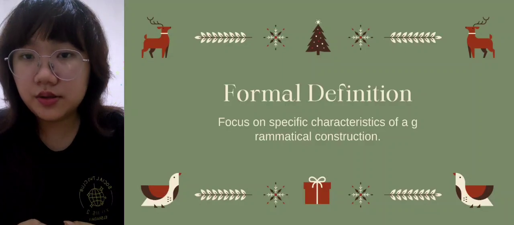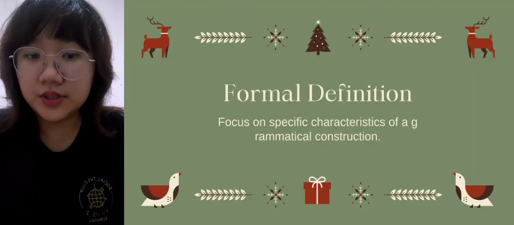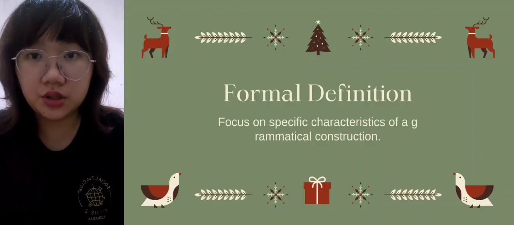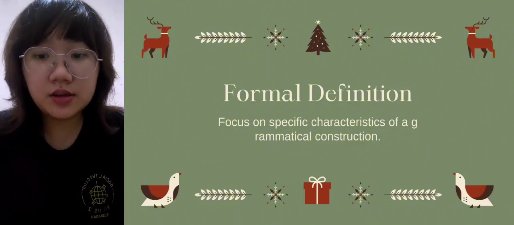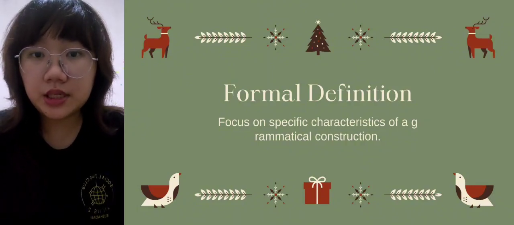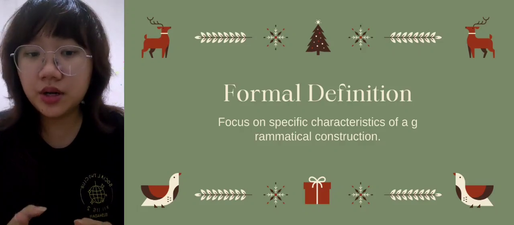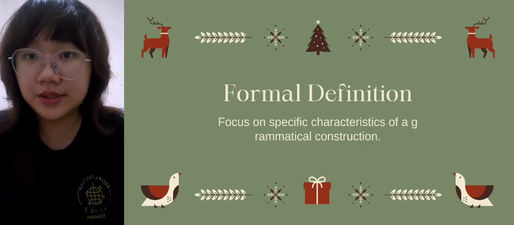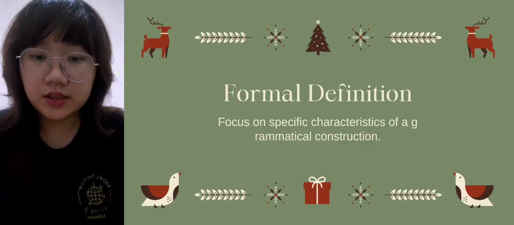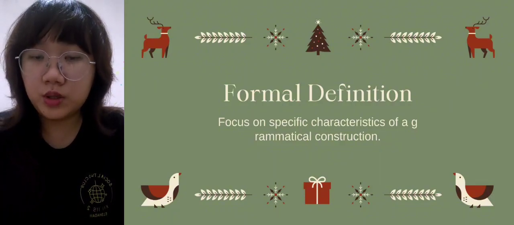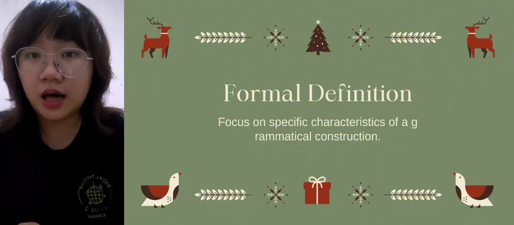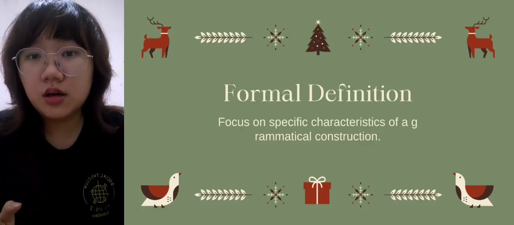Formal definitions focus on specific characteristics of a grammatical construction. According to construction grammarians, language consists of syntax, semantics, and pragmatics, which interrogate form and meaning in standardized ways. For instance, words in English are seen in a perspective where the words can be pluralized by adding s on the end of the words.